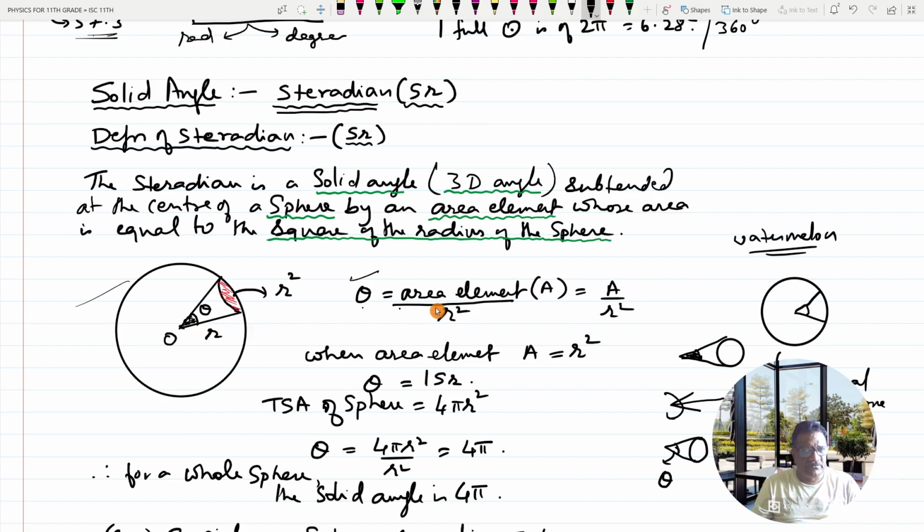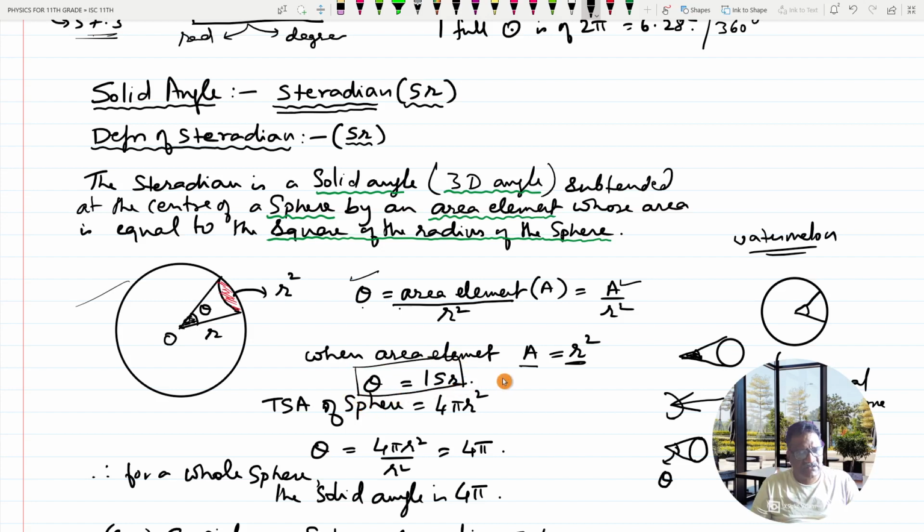So if you get the area of the surface as A and divide by r square, and suppose they are not the same, then you will get some theta value, 1, 2, 3, whatever. It will not be 1, but it will be something. But as soon as the area of the surface element becomes equal to the radius square, whatever solid angle is formed, that angle will be taken as 1 steradian.